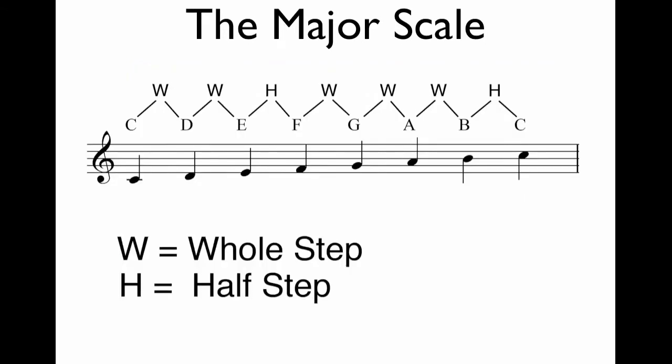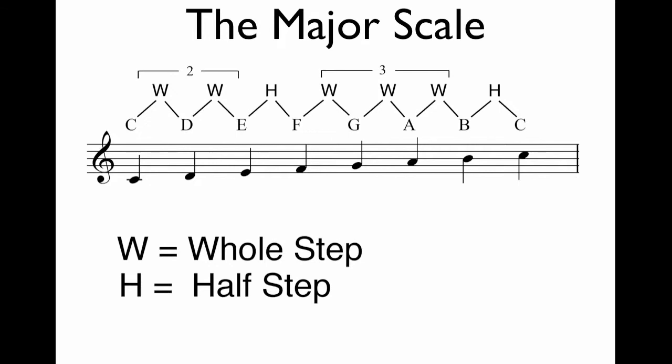The major scale uses a formula that will remain unchanged regardless of what note the scale begins on. The formula for the major scale is 2 whole steps followed by a half step. Then 3 more whole steps followed by 1 more half step.